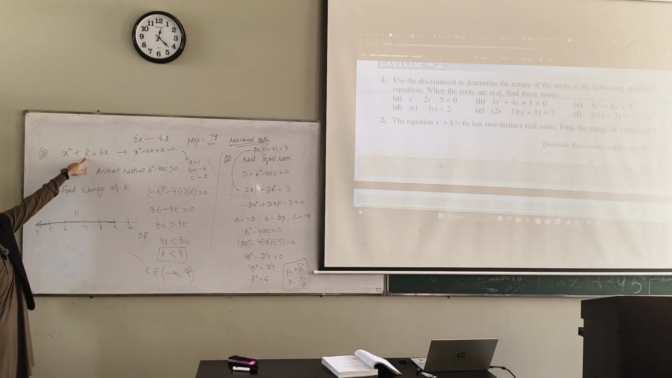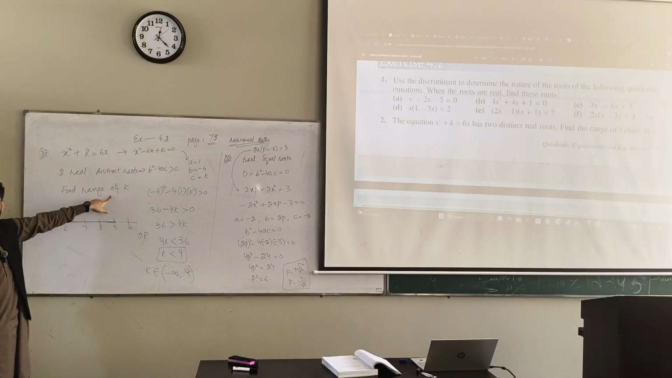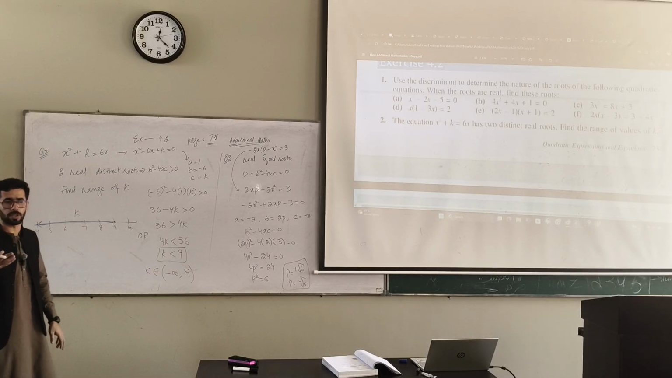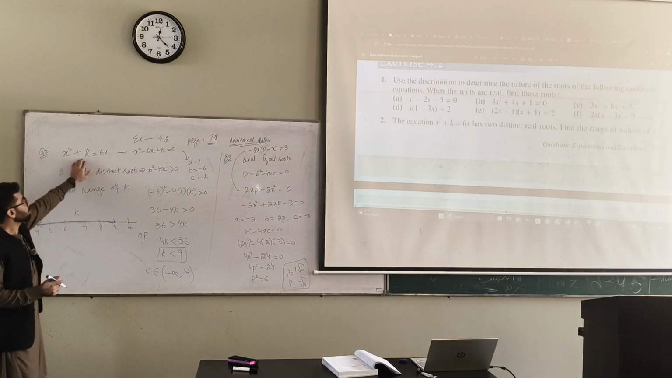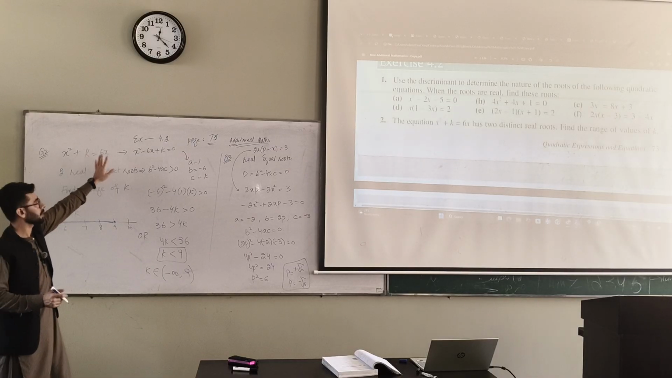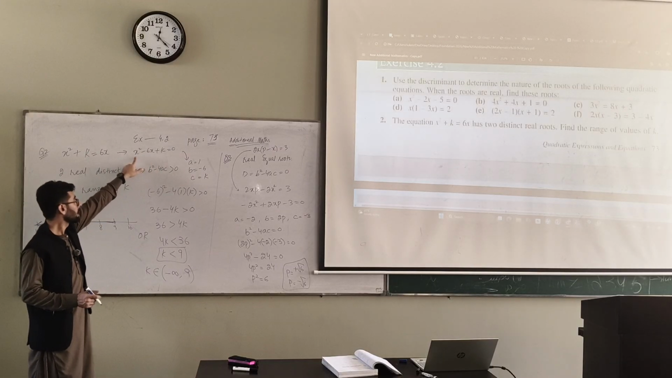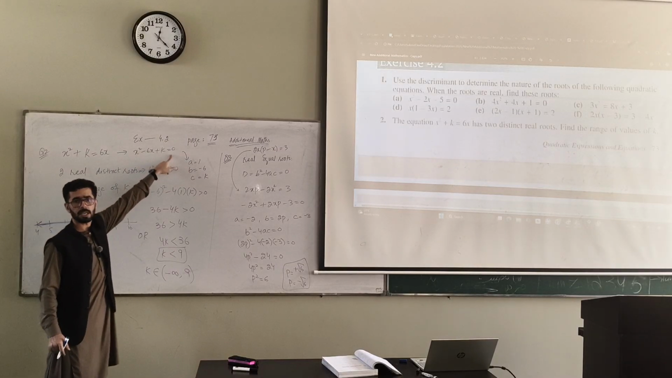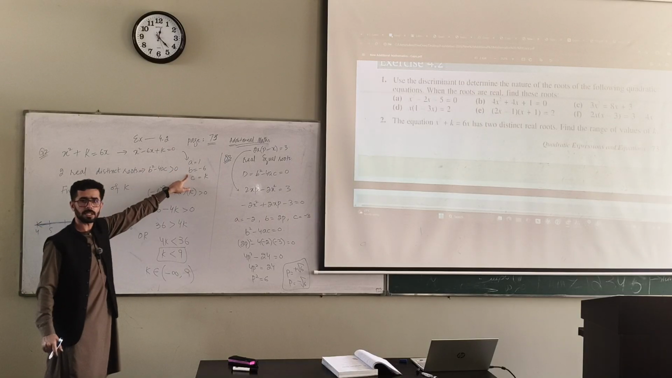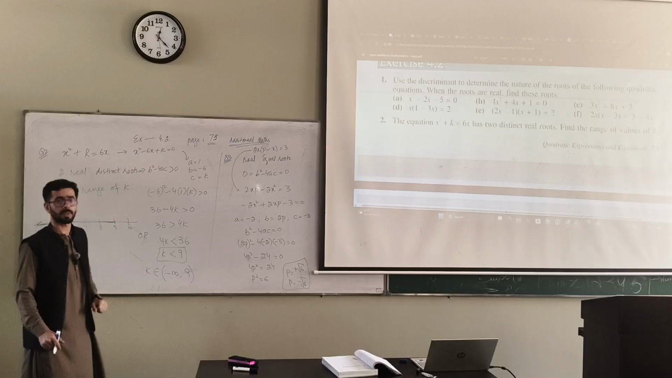So they have asked to find the range of k. The unknown in this equation is k, and the range of values of k means k can take multiple values. We convert the equation into standard form by taking 6x to the same side so that the equation equals 0. We have x squared minus 6x plus k equal to 0. That means a is 1, b is negative 6 and c is k.